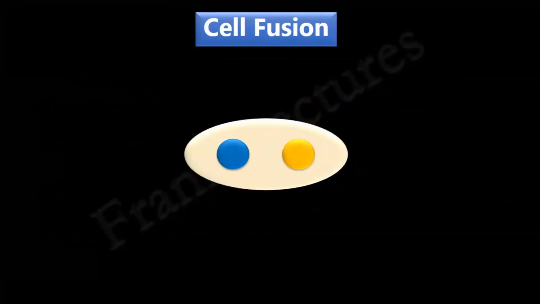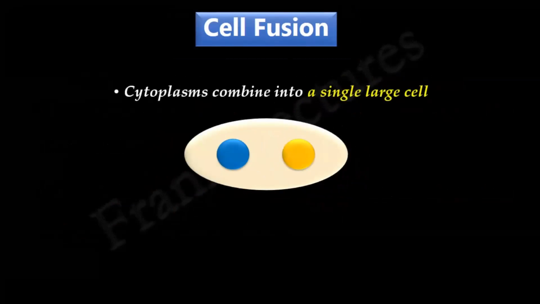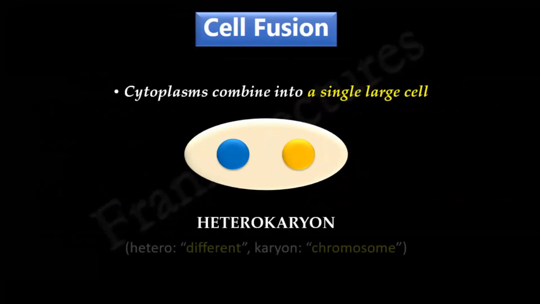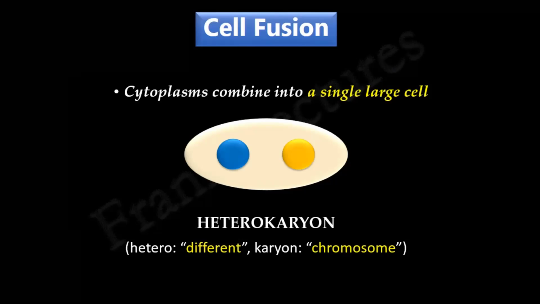The cytoplasms of these two cells combine and form a single large cell with two nuclei. This cell is known as a heterokaryon. Hetero means different, and karyon means nucleus. It is so called because this cell has two different sets of chromosomes.